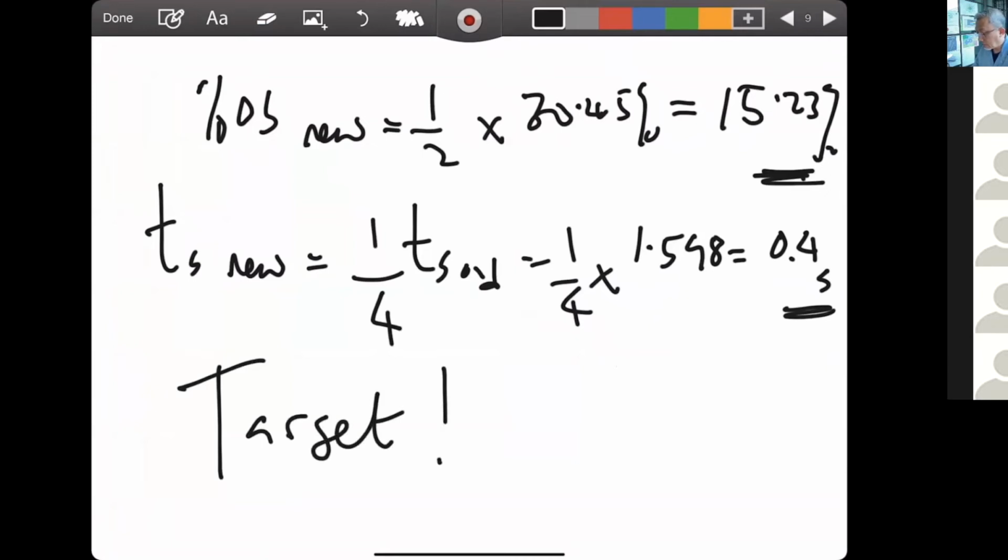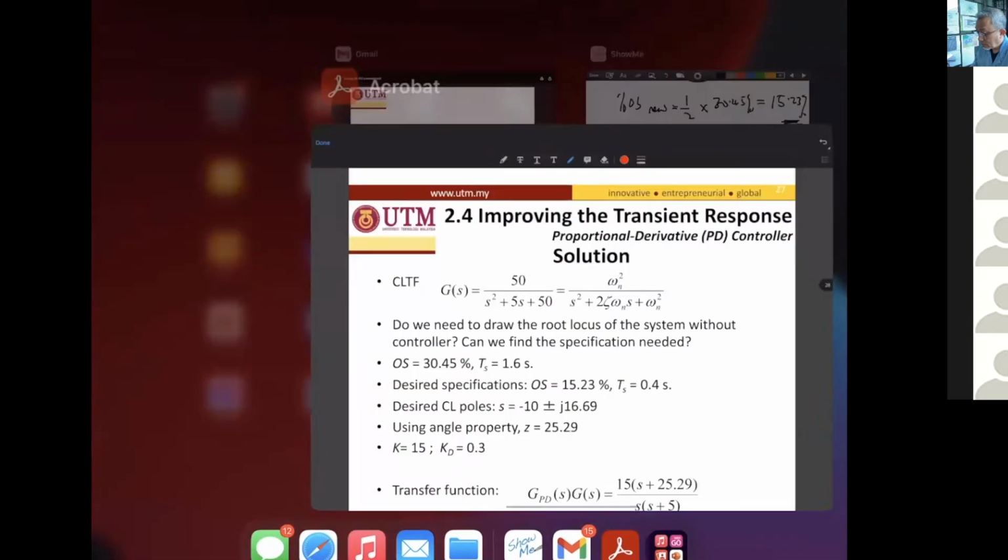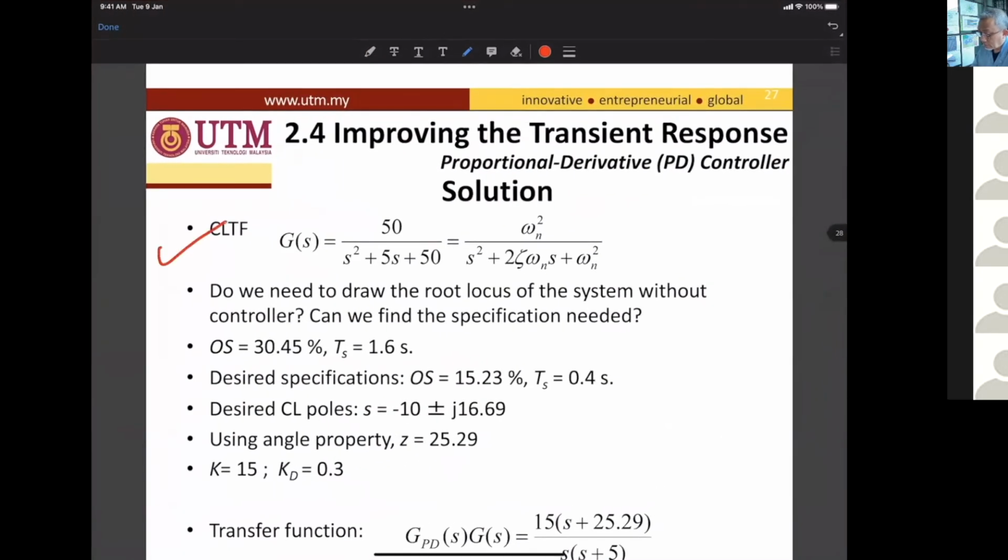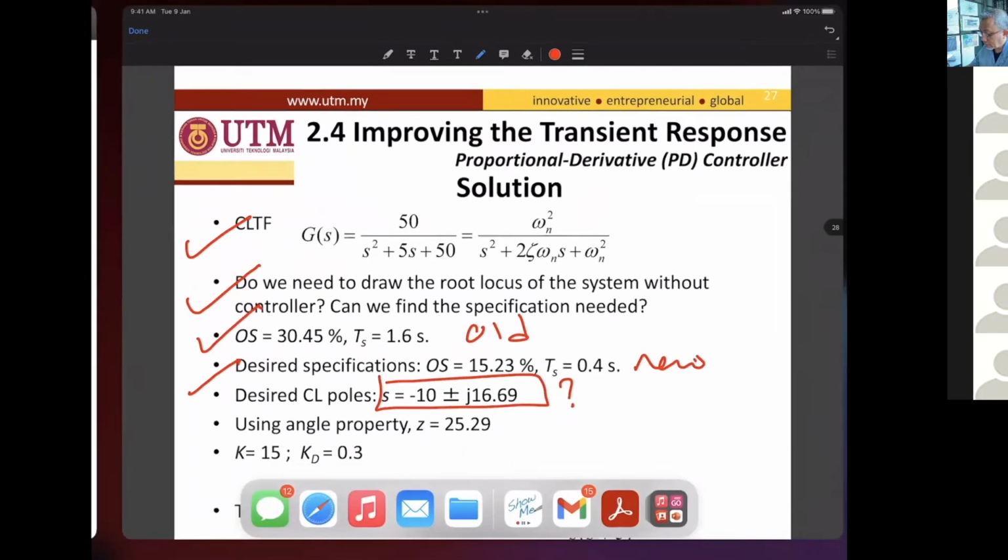Okay. Spec destinations. Kita punya goal. Okay. Objective. Macam itulah. So, okay. So this one is the old one. Design yang mana ni, ni yang baru, new. So kita kena kira dia punya new closed loop pole. Kita dapat ni, tapi macam mana dapat? Kan?